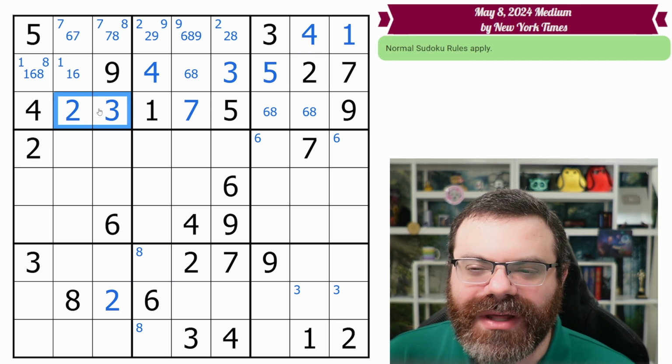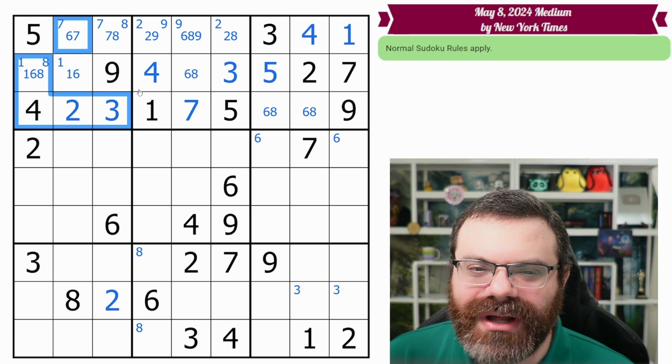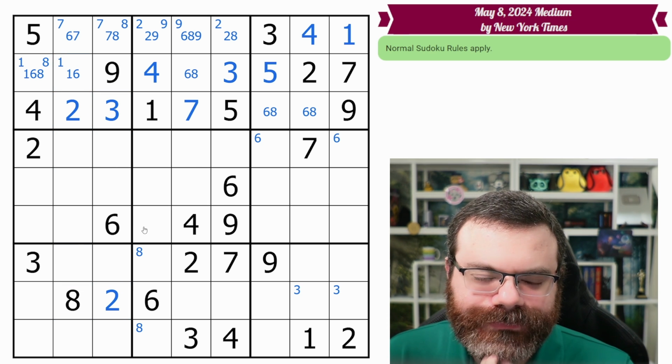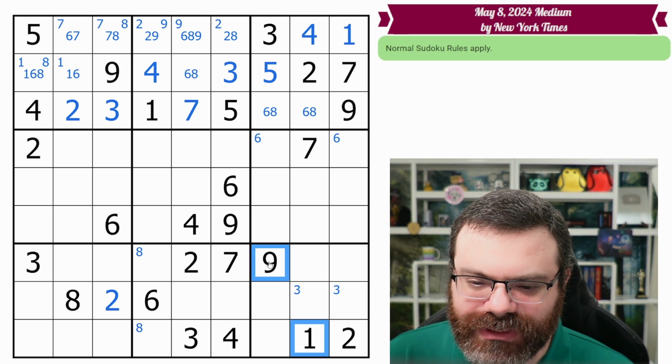Now, we always want to think about whether we can follow up on that 2 and 3, but we really can't. I already knew we couldn't. Because the row doesn't care how it resolved, the box doesn't care how it resolved, and we haven't scanned the columns yet. So we're not worried about that. Okay, so that was the 2. The 1 and the 9 don't do anything at the moment.